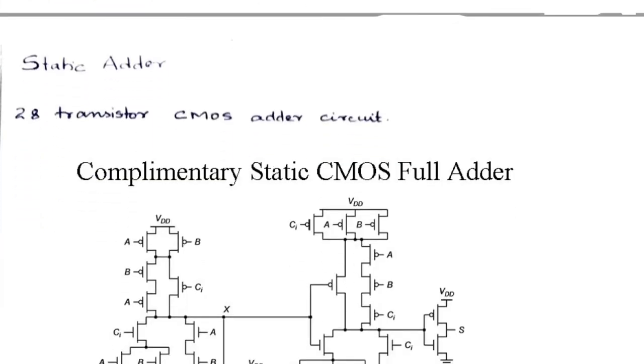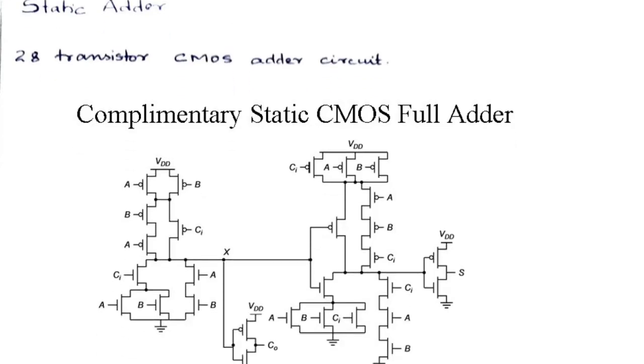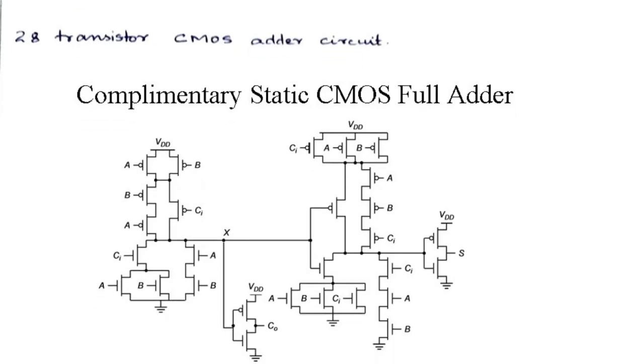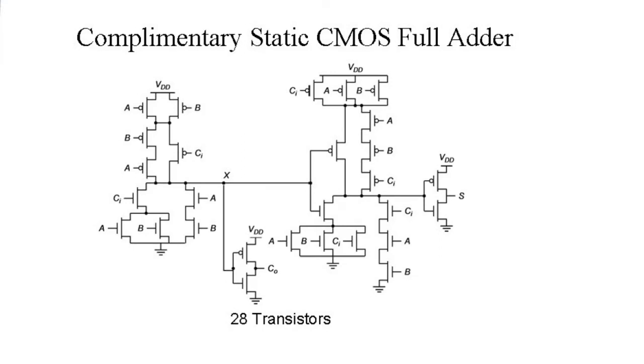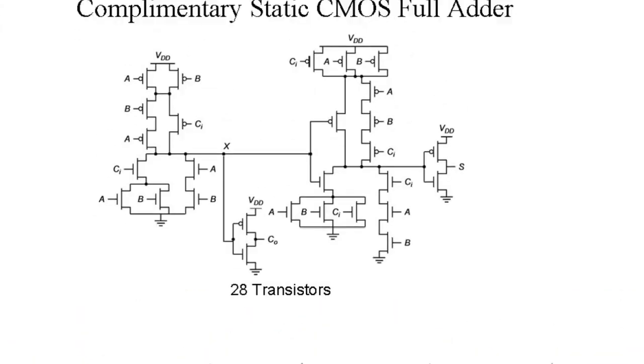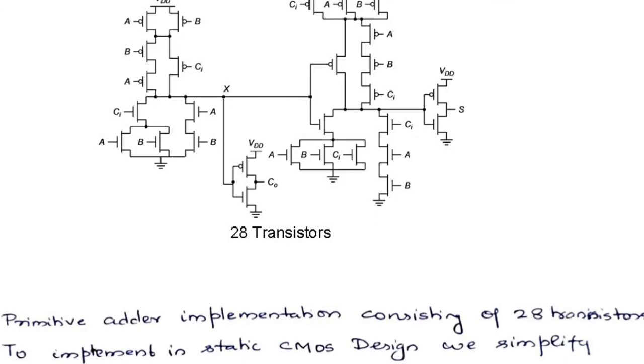So next we move into the syllabus. The first part of the syllabus says static adder. Don't get scared seeing such a big figure because it is a really simple thing. This is a circuit implementation of a static adder, a CMOS implementation using 28 transistors. A static adder is a primitive adder implementation as it consists of a lot of transistors. To implement the static adder design, we simplify the expressions that we got for sum and carry, which makes it easier for us to restrict it to 28 transistors as well as draw it.